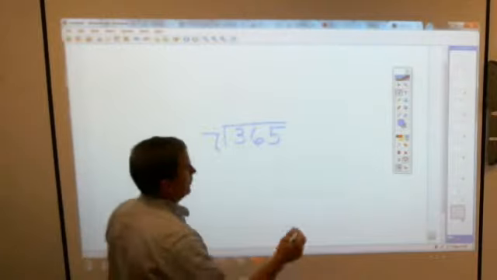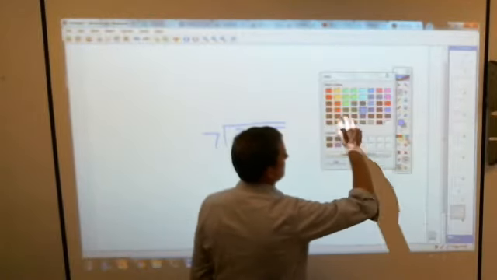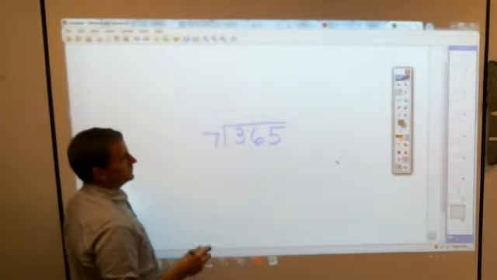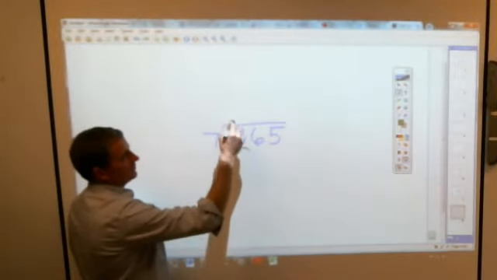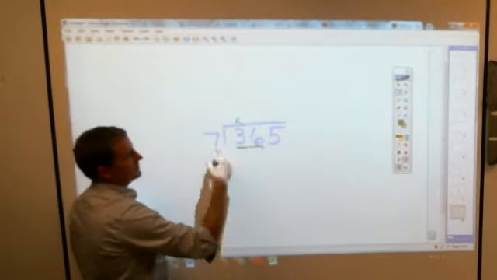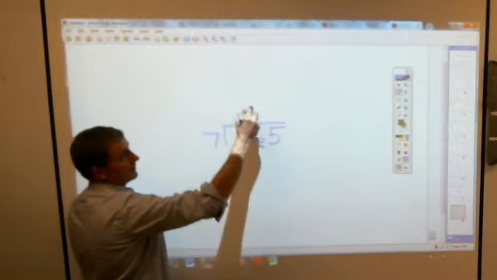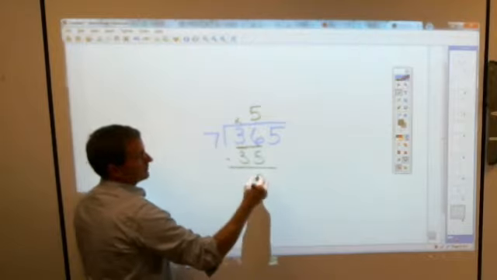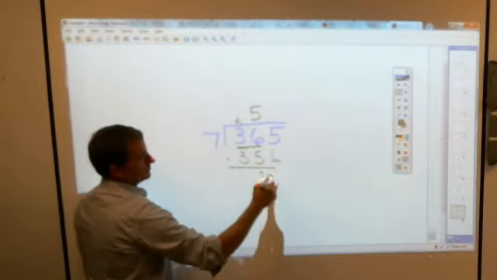And Jacob Bauman says the answer to that is 52 remainder 1. Now let's check and see. 7 didn't go into 3, so you shouldn't have a number above the 3. But 7 does go into 36 5 times. That's 35. I subtract. I bring down.